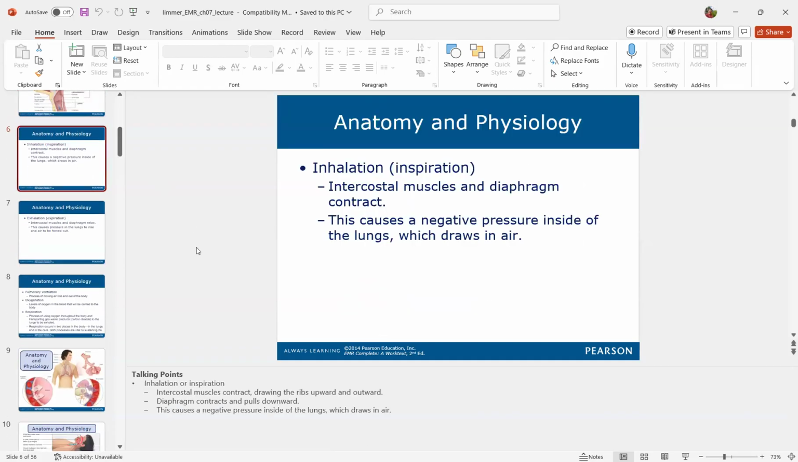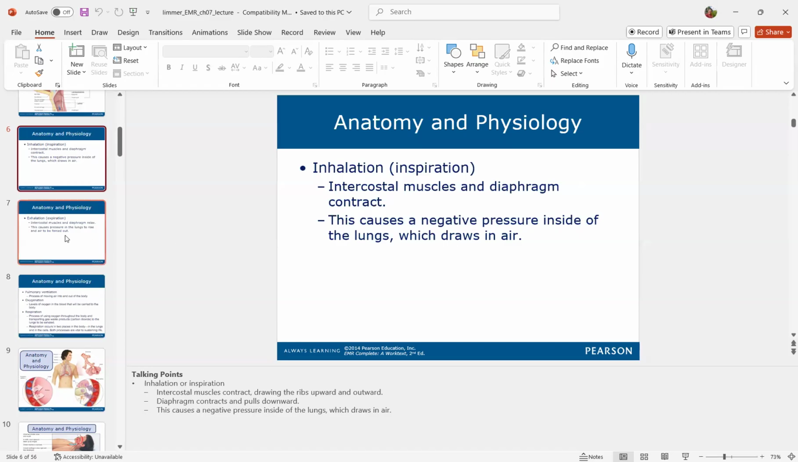Inhalation, so this is when we breathe in. We take that nice big deep breath in. It's called inspiration. Our intercostal muscles, those are the ones between our rib cages, and our diaphragm, that muscle in our abdominal area that separates our chest cavity from our abdominal area, cause a negative pressure when that diaphragm and our muscles contract. It causes that negative pressure to move inside, bringing the air inside of our lungs.